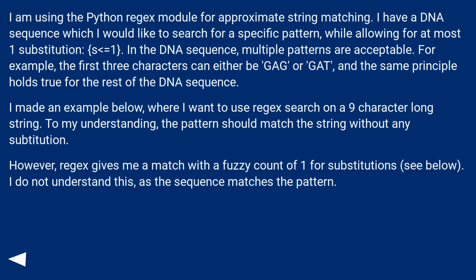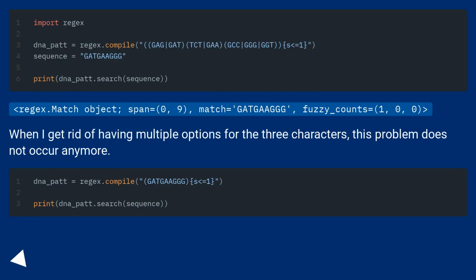To my understanding, the pattern should match the string without any substitution. However, regex gives me a match with a fuzzy count of 1 for substitutions, see below. I do not understand this, as the sequence matches the pattern. regex.matchObject, span equals 0, 9, match equals getGog, fuzzy_counts equals 1, 0, 0.